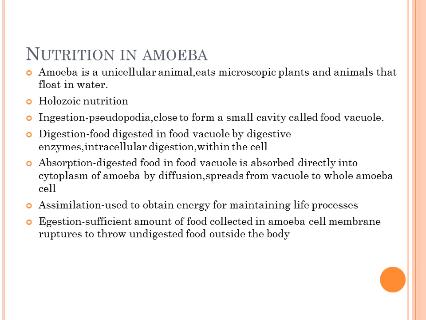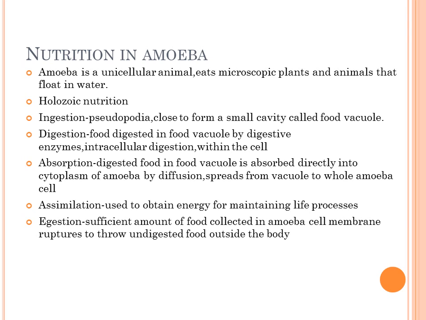Nutrition in amoeba. Amoeba is a unicellular animal. It eats microscopic plants and animals that float in water. It is a holozoic nutrition where there are 5 steps. Ingestion, which is done by pseudopodia. It closes to form a small cavity called food vacuole.